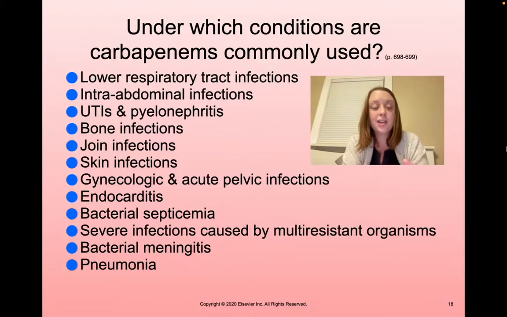Under what conditions then do we use these carbapenems? There are several different situations where we would use them. They're commonly used for lower respiratory tract infections, intra-abdominal infections, urinary tract infections, including pyelonephritis, which is infection of the kidneys. They're used for bone infections, joint infections, skin infections, gynecologic and acute pelvic infections, endocarditis, bacterial septicemia, severe infections caused by multi resistant organisms, bacterial meningitis, and also for pneumonia.